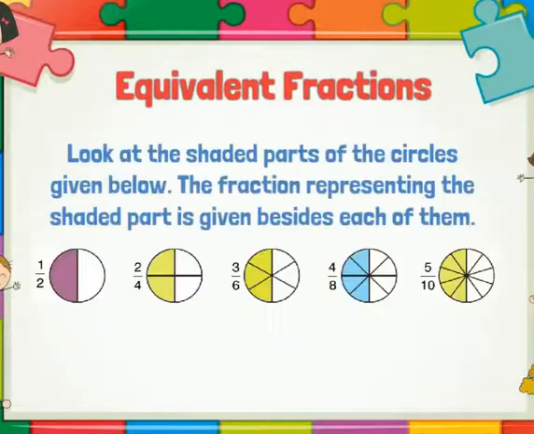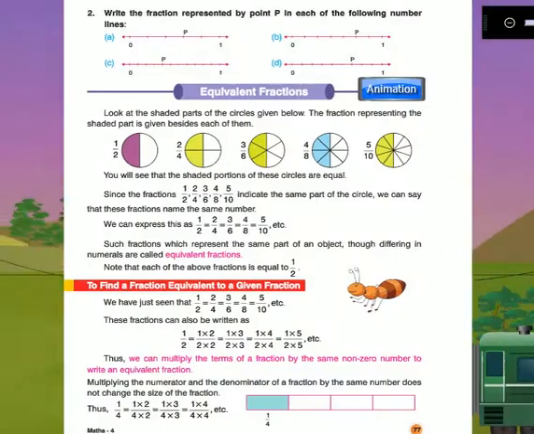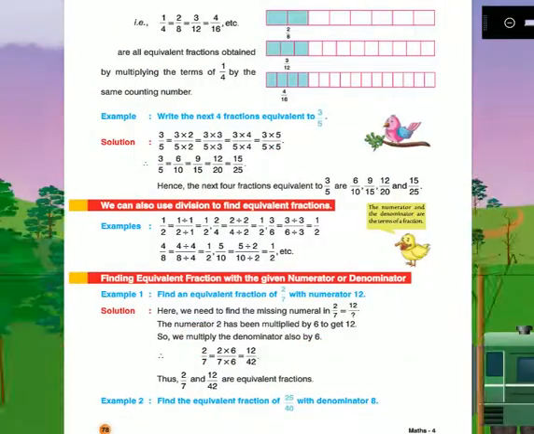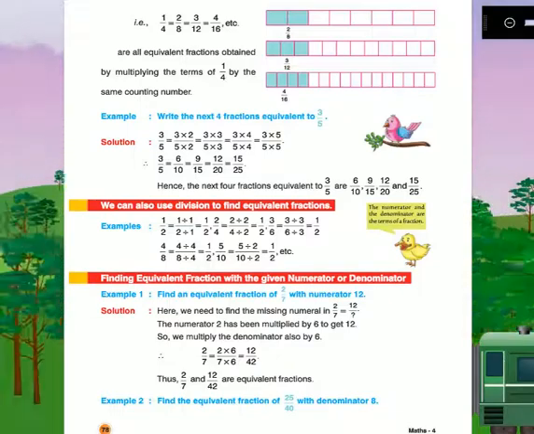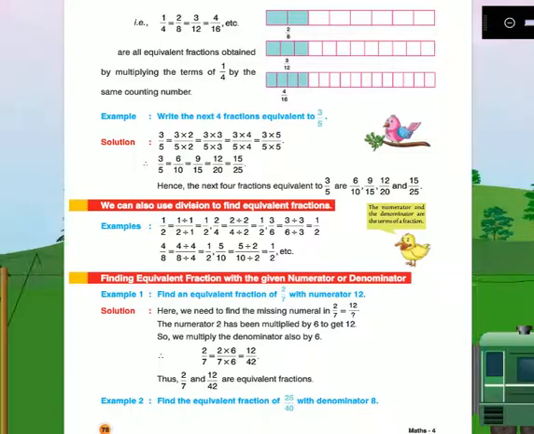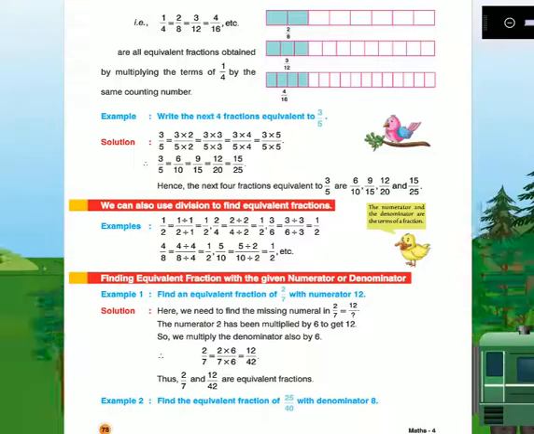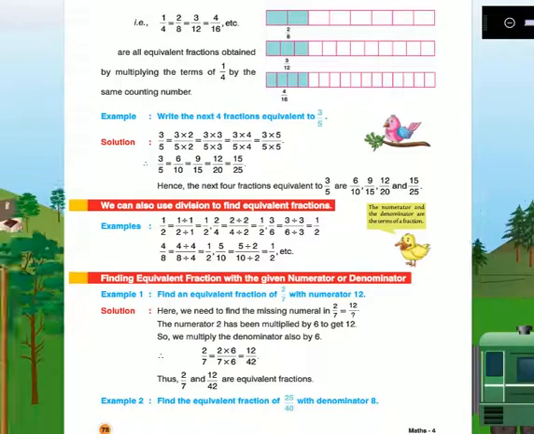Equivalent fractions. Look at the shaded parts of the circles given below. The fraction representing the shaded part is given beside each of them. You will see that the shaded portions of these circles are equal. That is, 1 by 4 is equal to 2 by 8, which is equal to 3 by 12, that is equal to 4 by 16, etc. These are all equivalent fractions obtained by multiplying the terms of 1 by 4 by the same counting number.